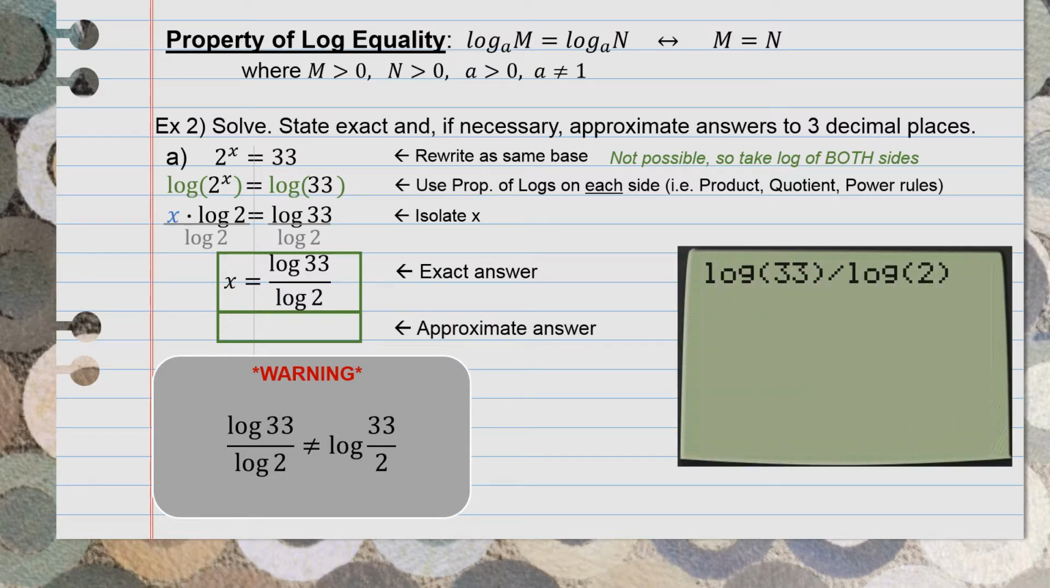So to type this in, you would type the numerator log 33, and you must close the parentheses around 33, divided by log 2, close the parentheses. Once you've typed it in, select enter, and you should get the same decimal value that I get. Now, the direction said to round to 3 decimal places, which would give us x as approximately 5.044.